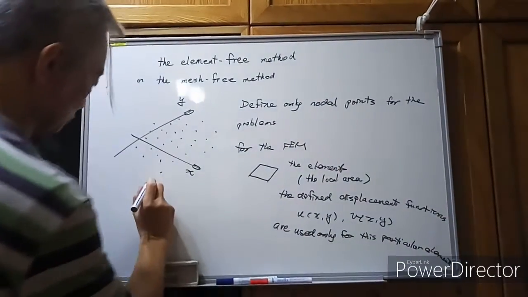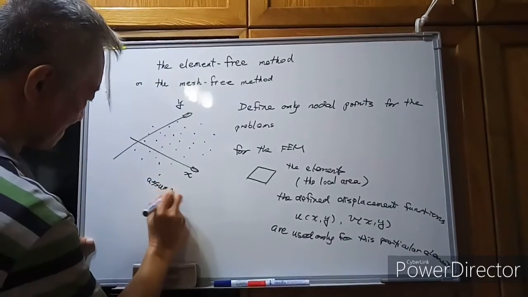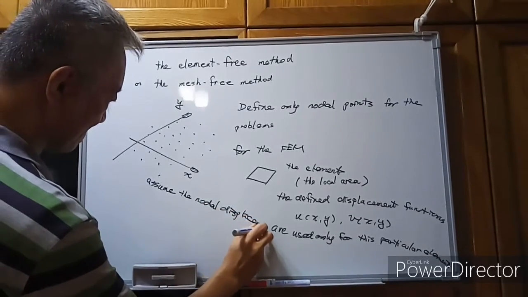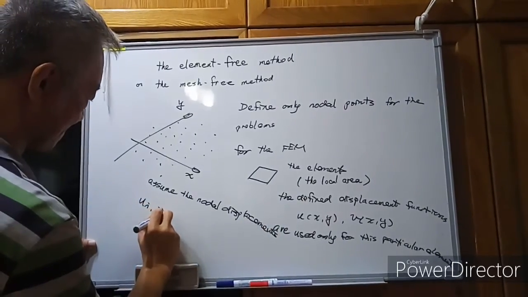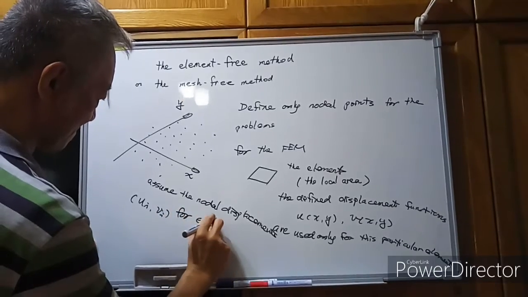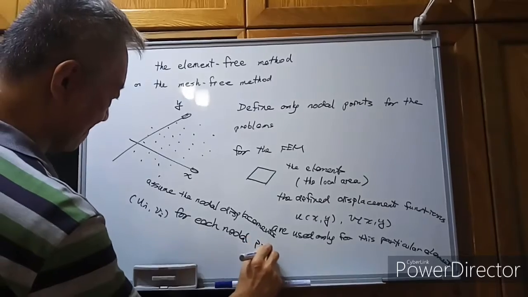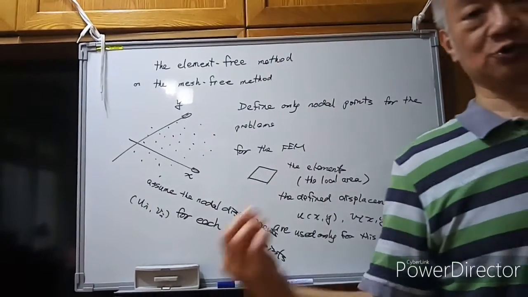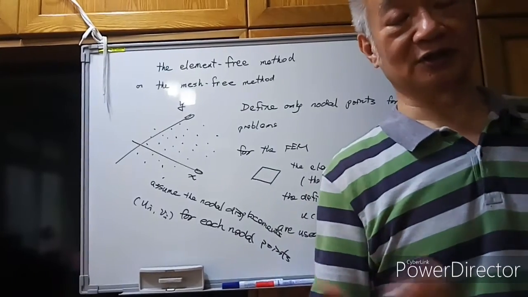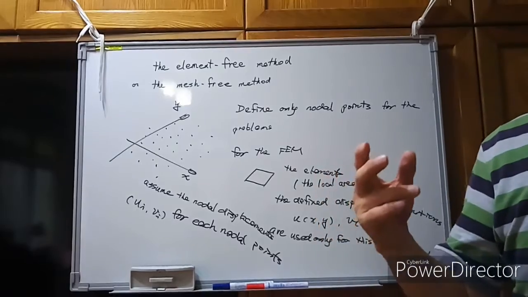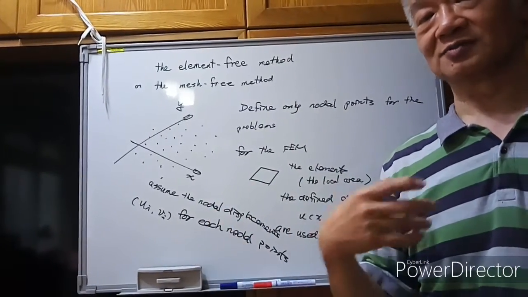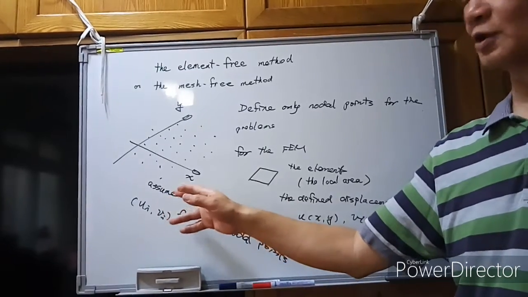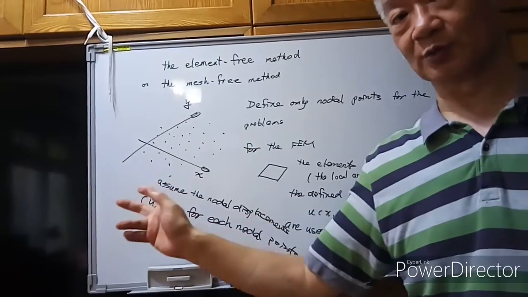And also we will assume the nodal displacements Ui, Vi for each nodal point. So if you have n nodal points in total, then the number of unknown nodal displacements will be equal to 2 times n. Okay, so the total number of the unknown displacements will always be twice the number of the nodal points.